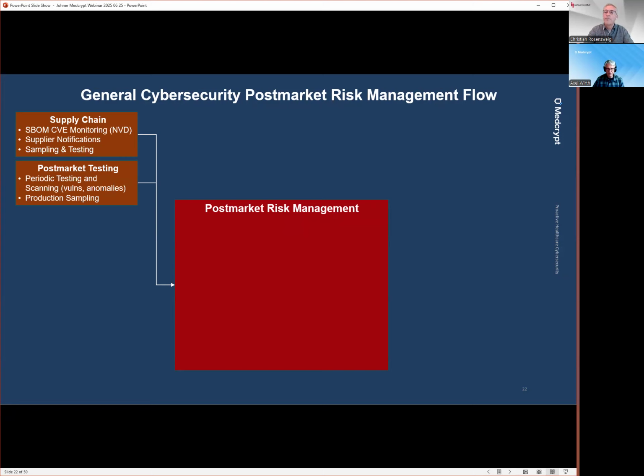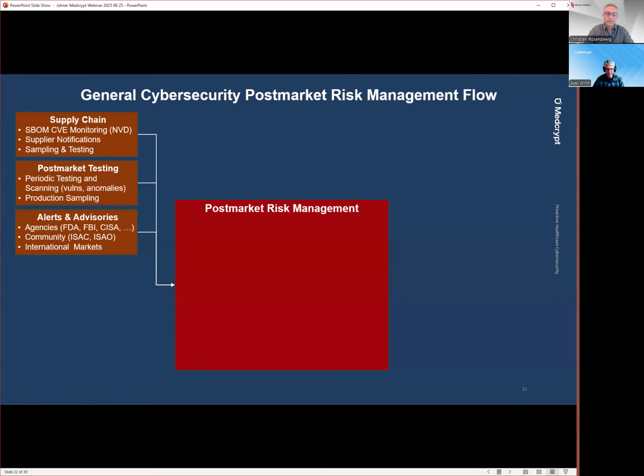You will conduct post-market testing, periodic testing and scanning for vulnerabilities and anomalies. Again, product sampling may be a good idea here. So not just the product code itself, but also the finished product as it comes out of your manufacturing environment, because unfortunately there can also be things happening in the production of a medical device.